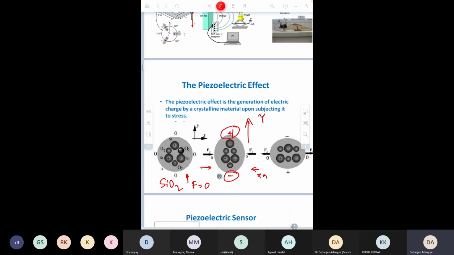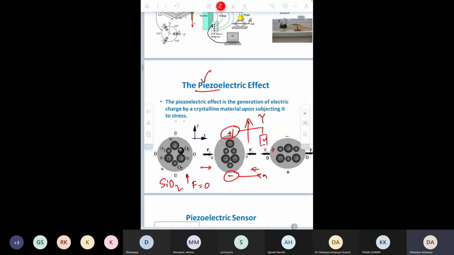Similarly, it will happen in the other direction. When you apply force in the y direction, the charge will accumulate in the x direction. So you can see that if you apply a multimeter or a voltmeter, you can measure a voltage. That means a voltage is generated by the application of force.